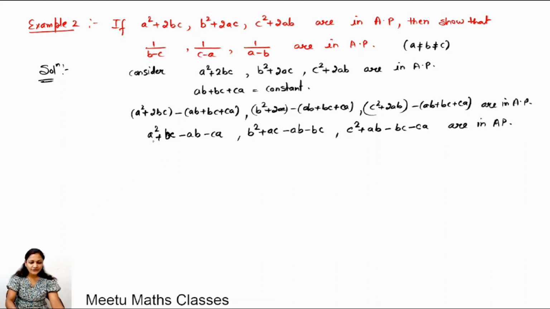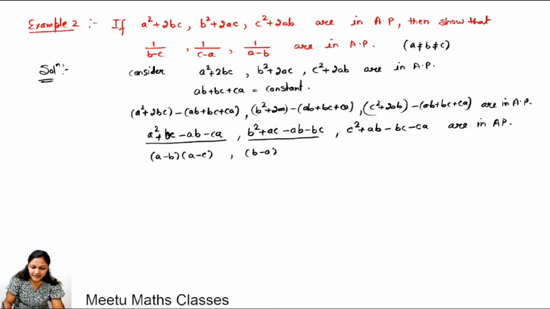Now we are going to factorize. If we factorize this, we get (A minus B)(A minus C), and by factorizing this, we will get (B minus A)(B minus C), and by factorizing this, we will get (C minus A)(C minus B). So these three terms are in AP.